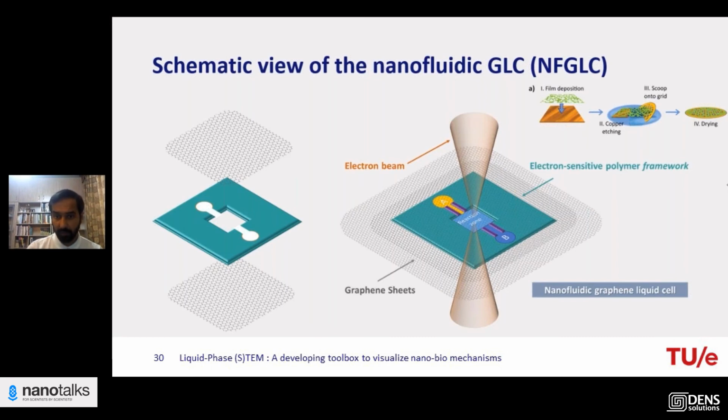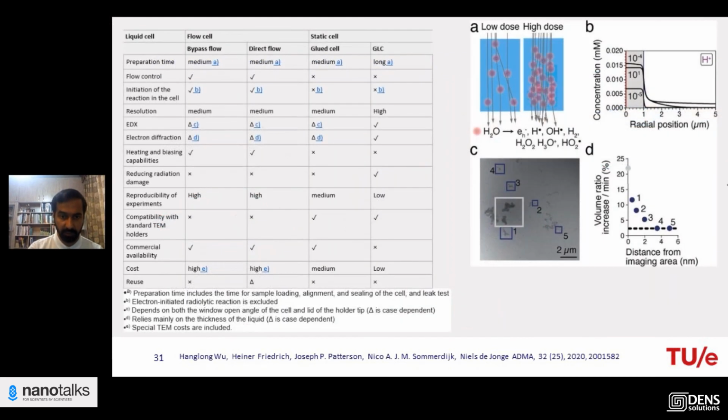And then with this, due to the actuation with the electron beam, we're going to introduce some movements, and maybe we're going to reach a sort of nanofluidic graphene liquid cell by this design.